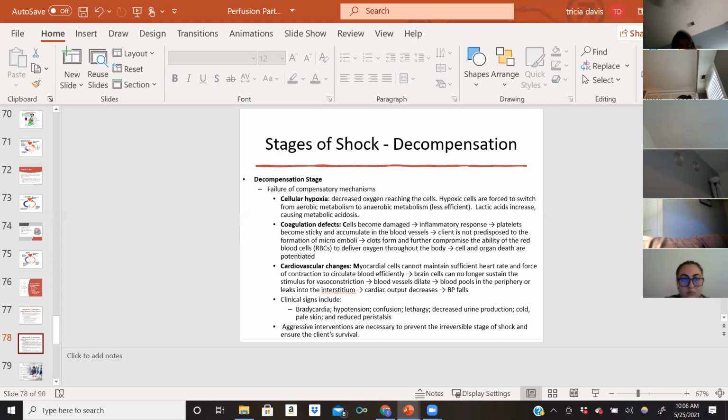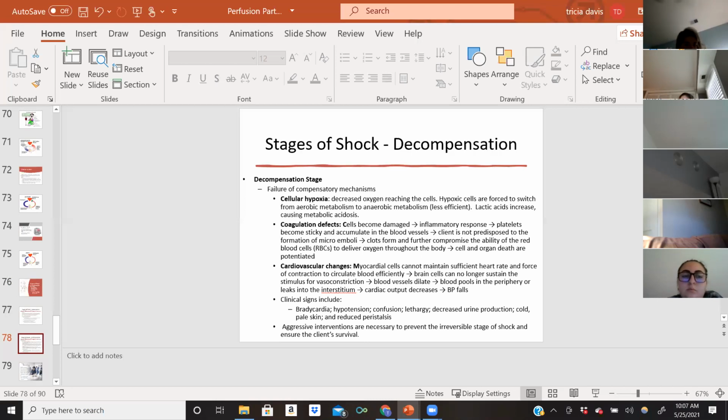We're going to see those cardiovascular changes. The myocardial cells are not going to be able to maintain a sufficient heart rate, and they're not going to have that good contraction to efficiently circulate that blood through the body. Once our cardiac output decreases, then our brain cells can no longer sustain the stimulus to cause vasoconstriction because we're not getting oxygen or blood to the brain. Once that vasoconstriction stops, we're going to see our blood vessels dilate. Our blood is going to start pooling in the periphery, or it's going to leak into the interstitium. We're going to have a decreased cardiac output. Our blood pressure is going to fall.